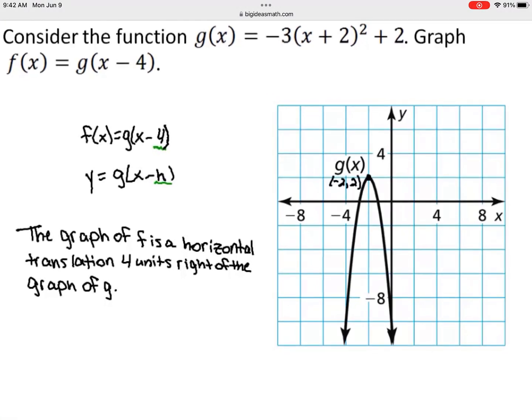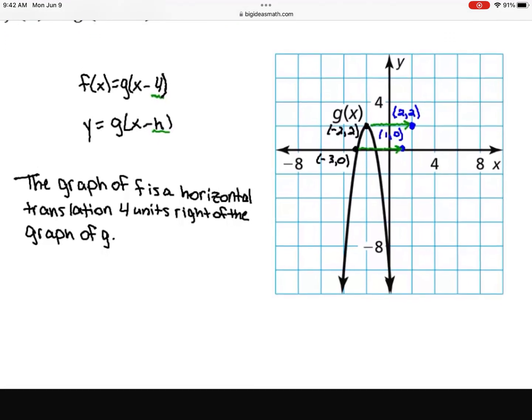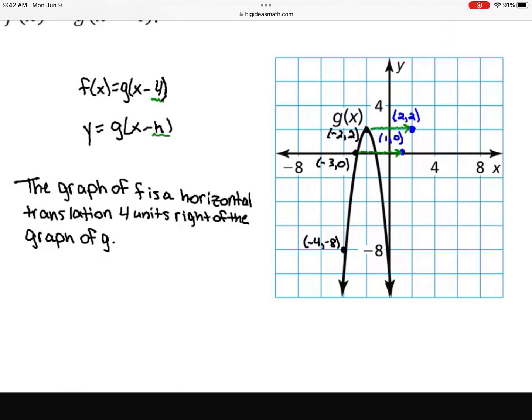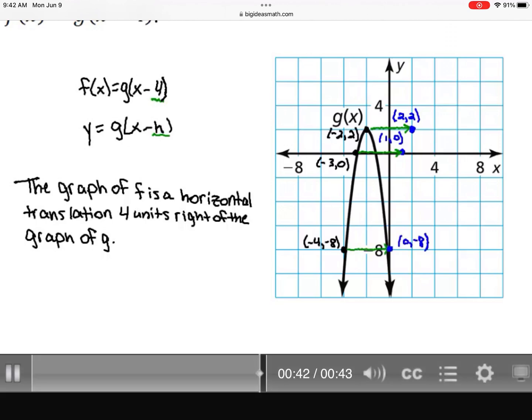So the point (-2, 2) becomes the point (2, 2). The point (-3, 0) becomes the point (1, 0). And the point (-4, -8) becomes the point (0, -8).